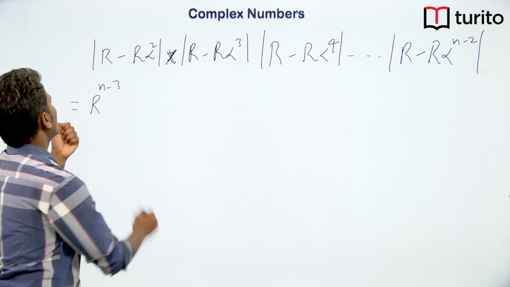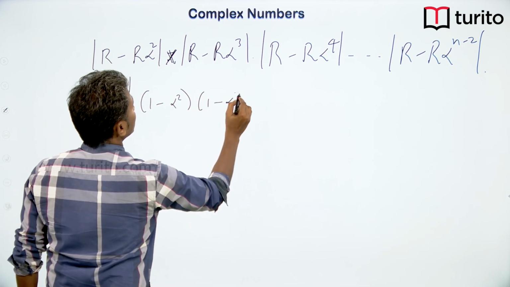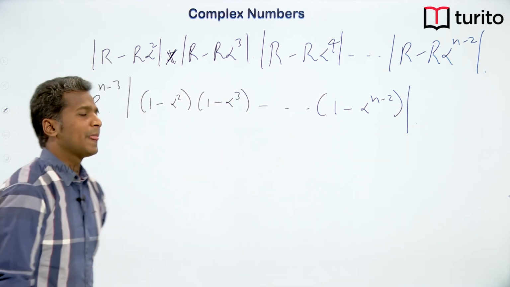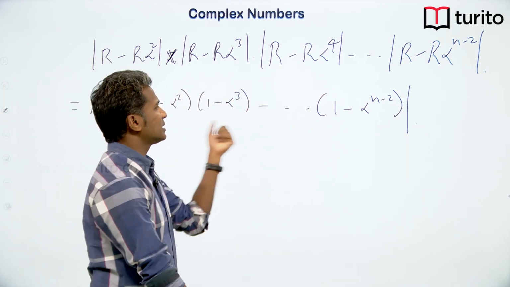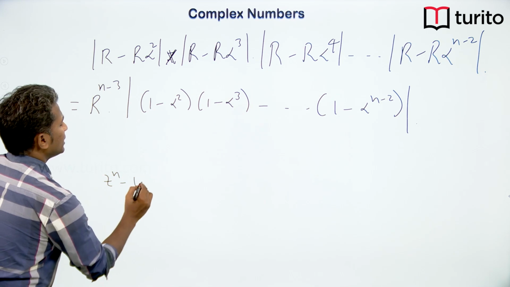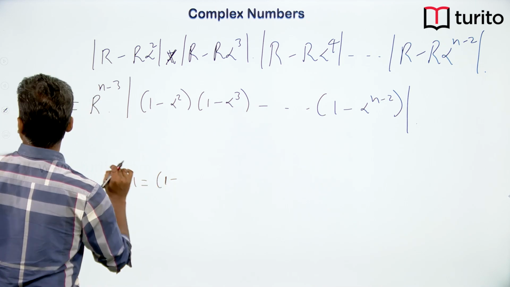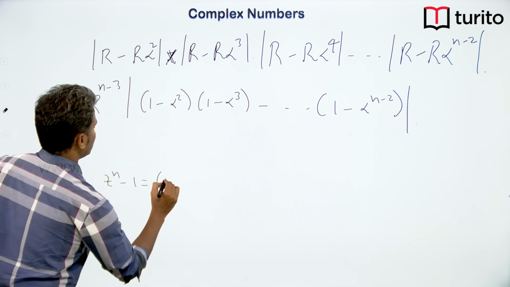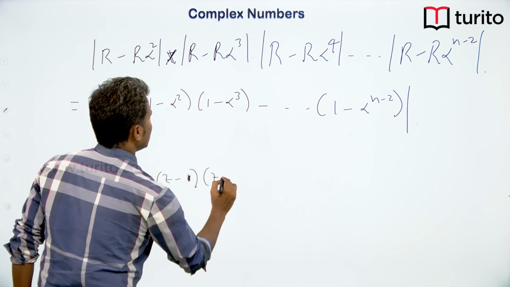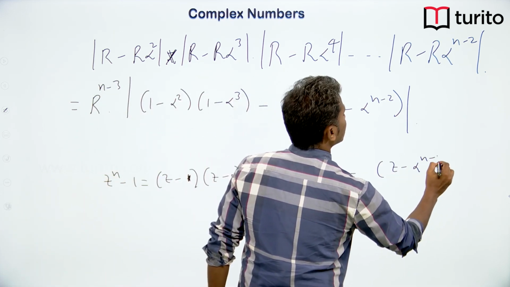For every term, I am taking r common, so r power n minus 3 into mod of 1 minus alpha square, 1 minus alpha cube and so on till 1 minus alpha power n minus 2. Okay, this is what we got. Now, further, if you want to find this product, we can use the concept of roots of unity, where z power n minus 1 can be factorized into z minus 1, z minus alpha, z minus alpha square and so on till z minus alpha power n minus 1.